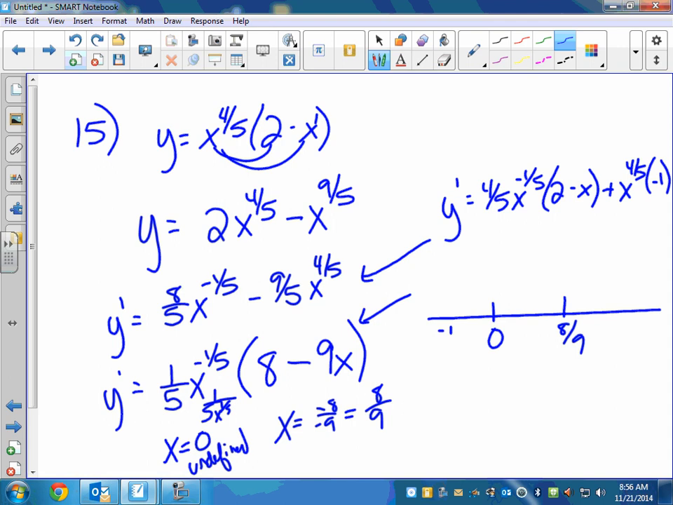What is negative 1 to the 1/5 power? Negative 1, because it's an odd root, right? Like, the 5th root of negative 1 is really negative 1. So I get a negative out here, so I'm going to just say negative. And then if I plug negative 1 in here, do you agree that that's going to end up being a positive? That's going to become 8 plus 9, which means a negative times a positive is negative, which means that the function is decreasing.